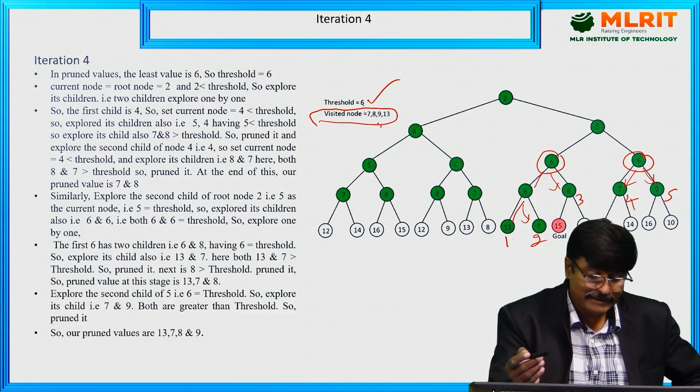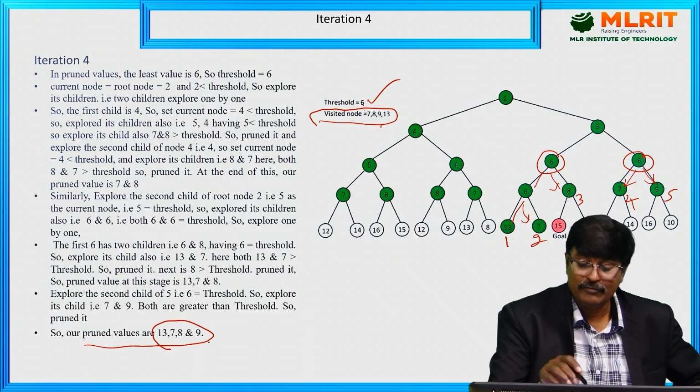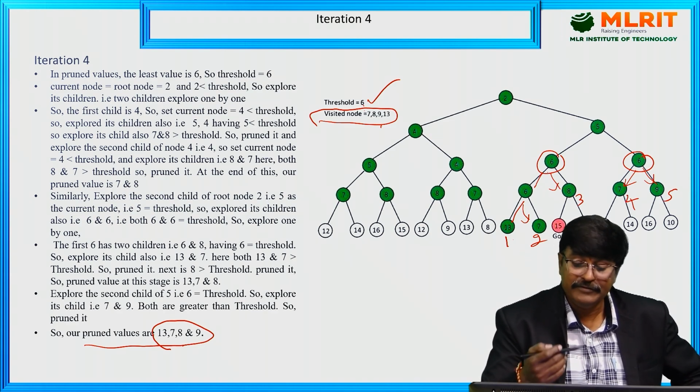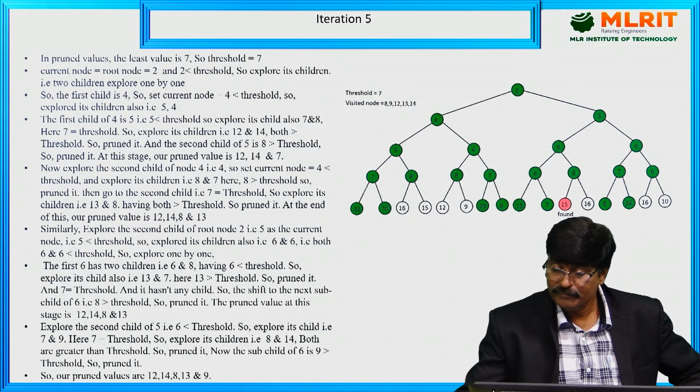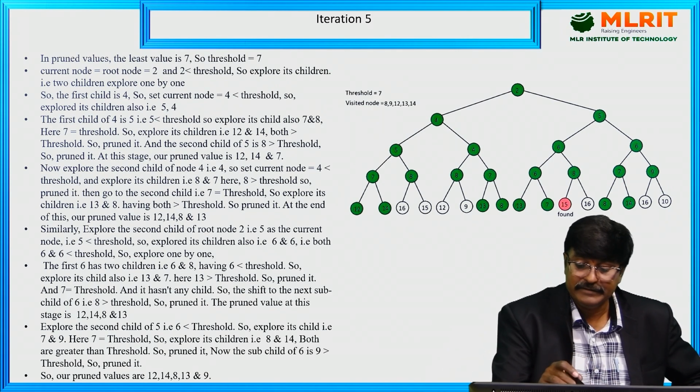When it is greater than the threshold value, we keep it in a pruned list. All these values you are keeping in the pruned list. Then again, in iteration 5, we have to define the new threshold value.